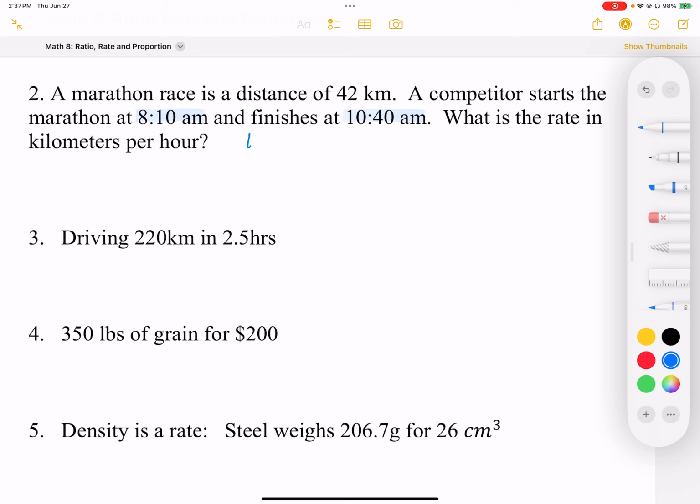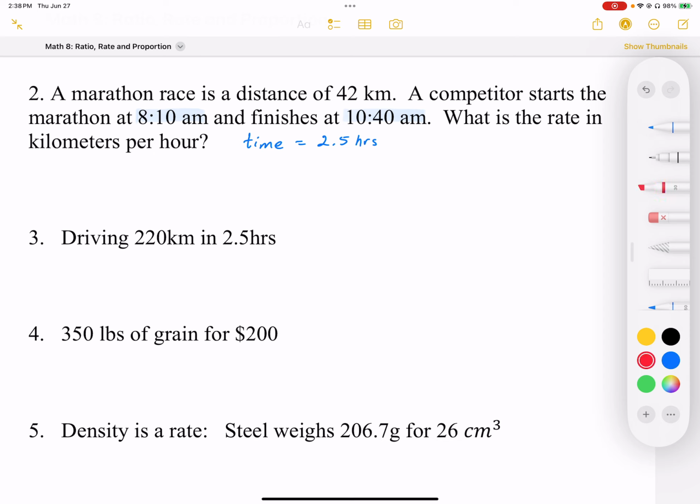So we're going to let the time equal 2.5 hours. Okay, so we're not going to use 30 minutes. We're just going to use hours because we don't want to mix hours and minutes together. That makes it really complicated.